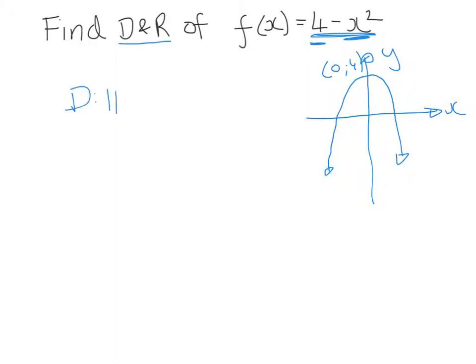So the domain could be any real number. We could put any value for x in there and we'll get out a y value. Now, with the range, we can only get values less than or equal to 4. So it would be from -infinity up to and including 4. So that'd be the domain and range for this parabola. Alright, just remember, it helps sometimes to sketch.